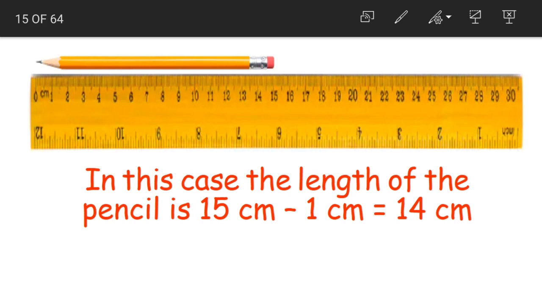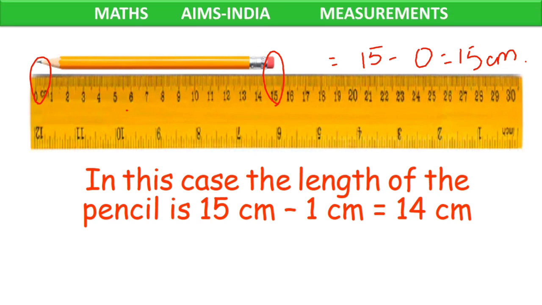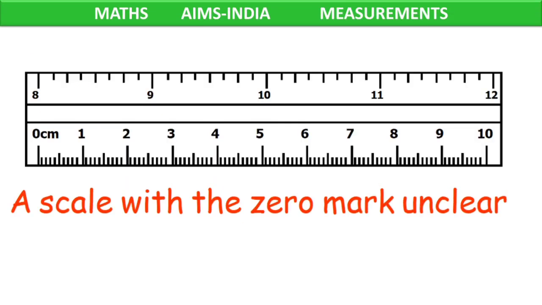Now suppose you have it like this. Here we have one end point at 0 and the other end point at 15. Again you can apply the same rule. 15 minus 0 is equal to 15 centimeters. Yes, so this is how we measure the length of a given object using a scale.